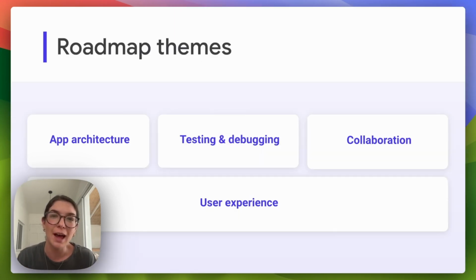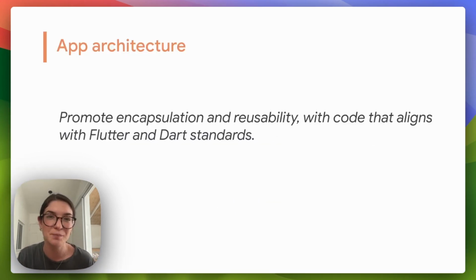So a few months back, I published a blog that covered our roadmap, and it really broke things down into these high-level themes that we're focusing on. And these themes are app architecture, testing and debugging, collaboration, and then across the board, we're focusing on user experience. So let's talk about each one of these in more detail.